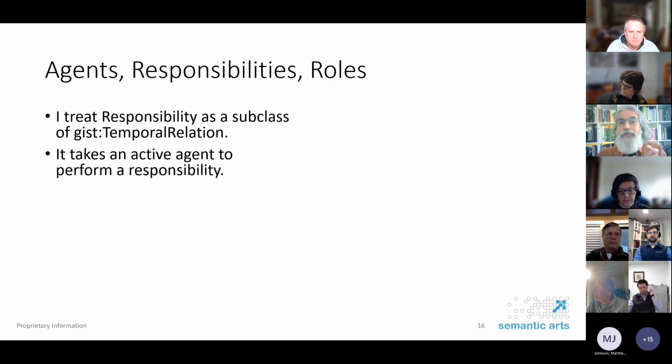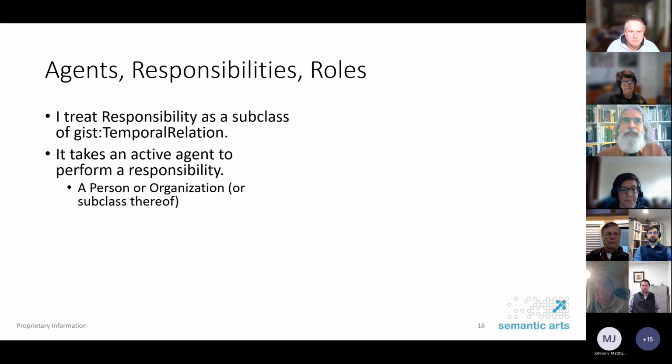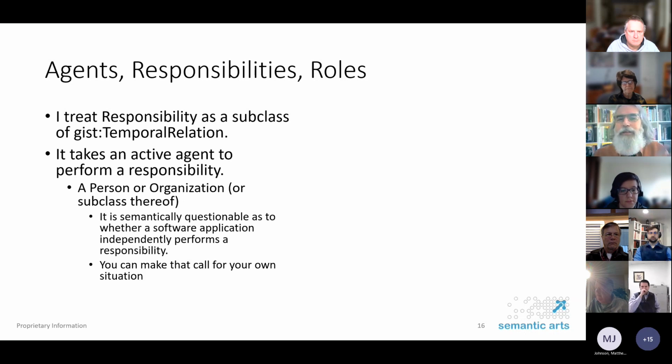And I also assert that it takes an active agent to perform a responsibility. So a person or an organization or some subclass thereof. And you can get into the question of, okay, is a software agent, is an active system or something, an agent because it's making changes and everything? That would depend on your context. So, I'm not absolutely asserting that that works with responsibility. That's a call that you can make.